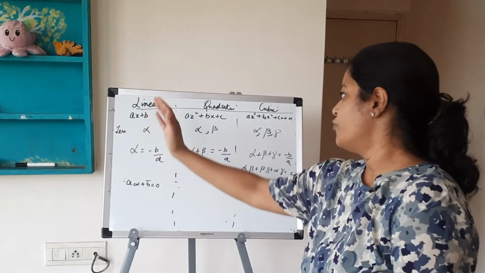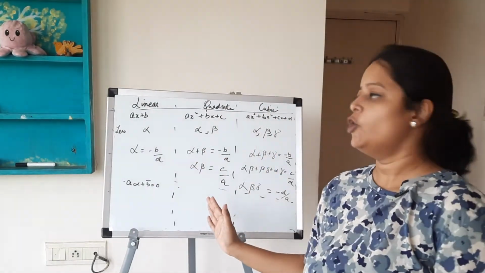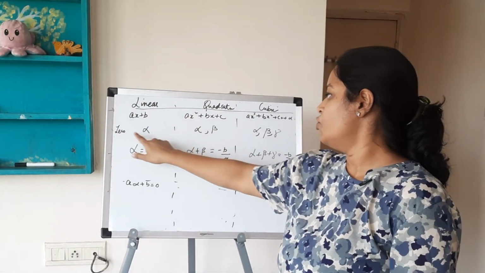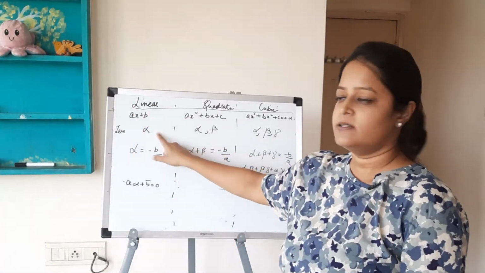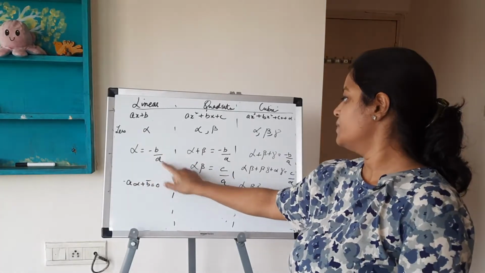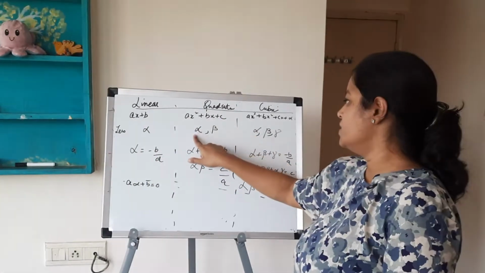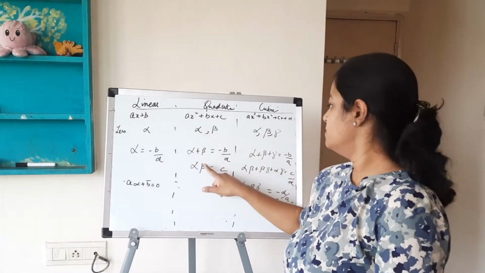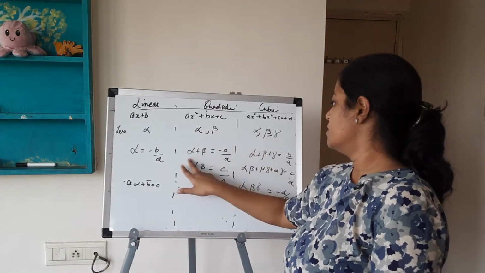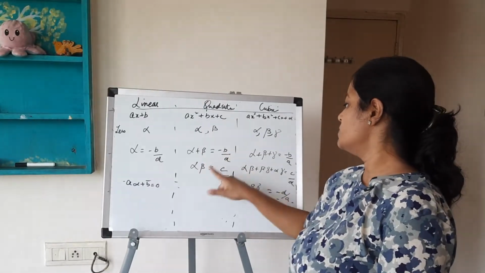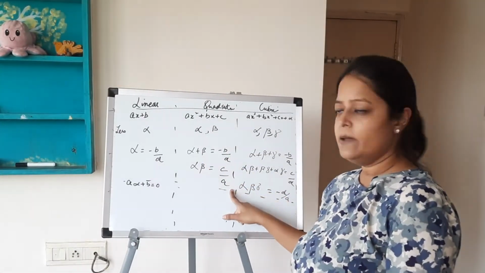Summary, for linear, quadratic and cubic polynomials: for a linear polynomial, if the zero of the polynomial is denoted by alpha, then alpha is equal to minus b by a. These are the coefficients. For a quadratic polynomial, if the zeros of the polynomial are alpha and beta, then the relationship is this: alpha plus beta equals minus b by a, and alpha beta equals c by a.